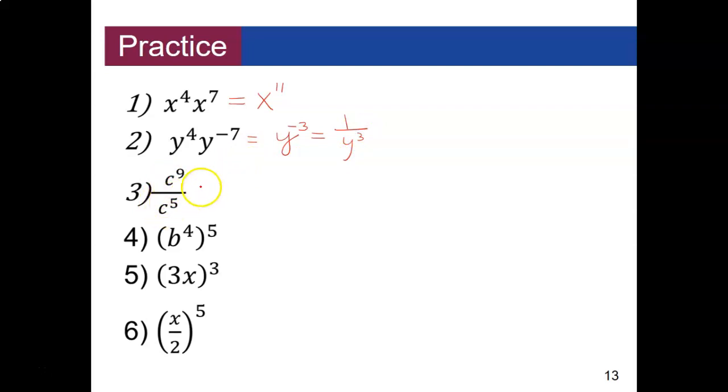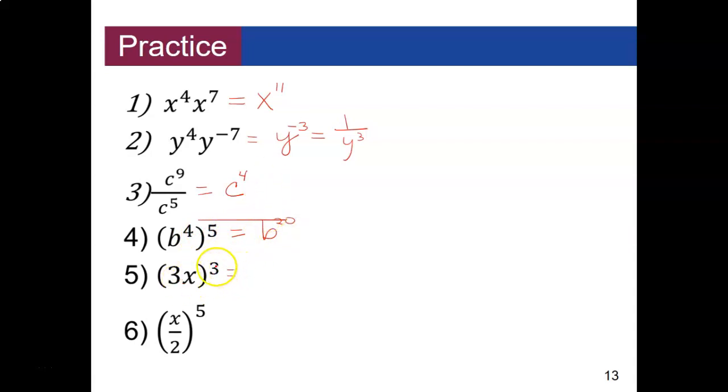Here we have like bases that are being divided. So we're going to subtract the exponent. So we'll have c to the 9 minus 5 will give me c to the 4th power. This one we have b to the 4th raised to the 5th power. So we're going to multiply our exponents and we're going to get b to the 20th power.